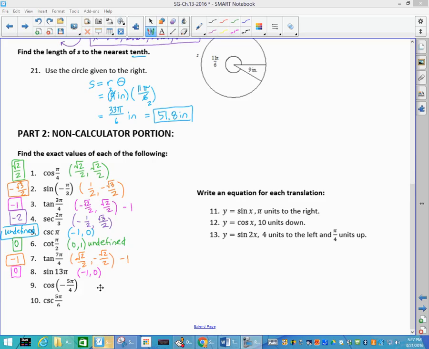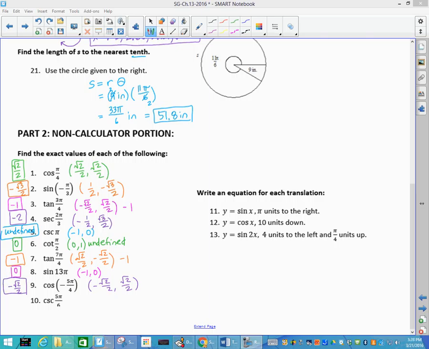Cosine of negative 5 pi over 4. If 5 pi over 4 is in the third quadrant, then negative 5 pi over 4 is going to be in the second quadrant, which means my coordinates are negative square root of 2 over 2, square root of 2 over 2. So the cosine is my x coordinate, which is negative square root of 2 over 2.